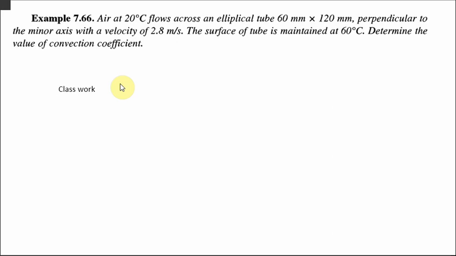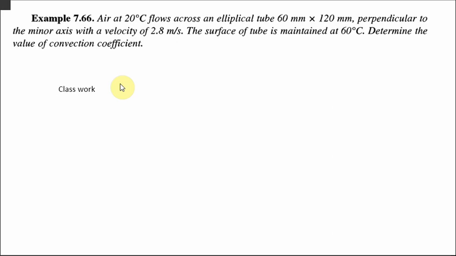Air at 20 degrees Celsius flows across an elliptical tube 60 by 120 mm perpendicular to the minor axis with a velocity of 2.8 meter per second. The surface of the tube is maintained at 60 degrees Celsius. Determine the value of convection coefficient.